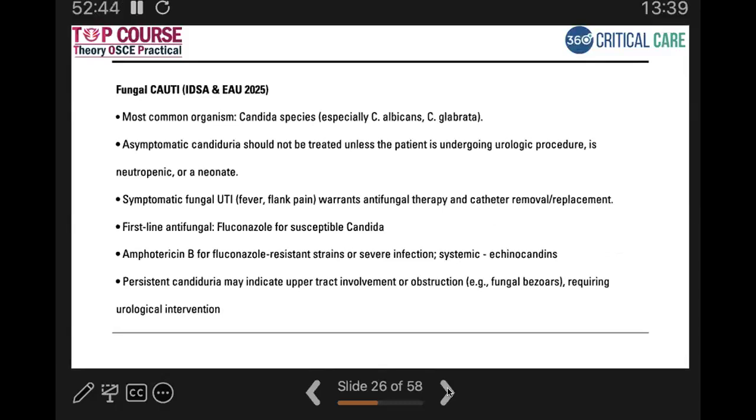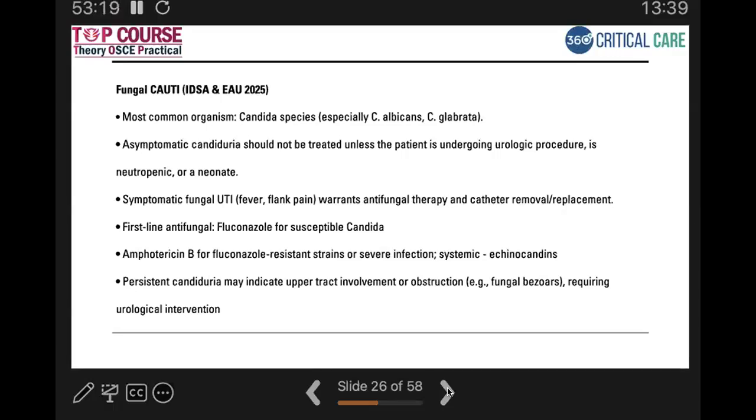Fungal CAUTI, the most common organism is Candida. If the patient is having asymptomatic candiduria, like you sent a sample, there is Candida, the patient is not having any symptoms, then you need not jump and start any major antifungal. You can just exchange the catheter and support the patient. Okay. But if the patient is having symptoms like worsening shock or new onset fever, complaining of abdominal pain, or costovertebral tenderness is there, then you have to change the catheter and start antifungal therapy.